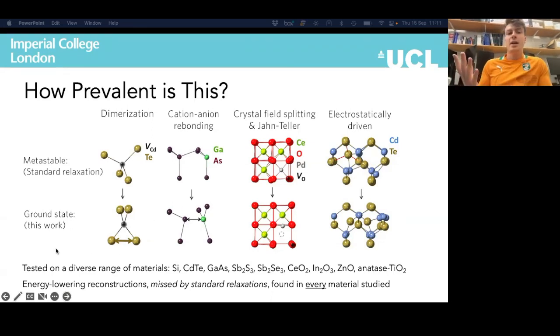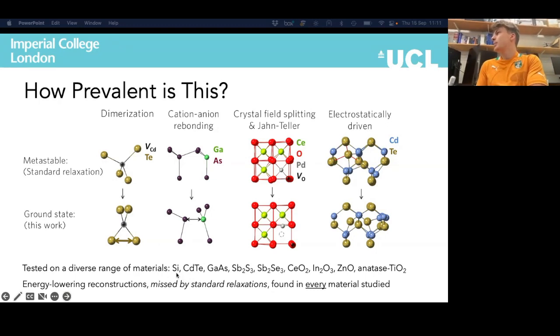So in Araya's master's project, we tested this. We applied a structure searching method that we were developing as the project was going on, to a wide and diverse range of materials. So here we go all the way from silicon, the classic example and covalent semiconductor, to II-VIs and III-Vs, more emerging ionic-covalent materials, as well as very ionic materials, or oxides over here. And we found this behavior to occur for defects in every one of these materials we tested, where you get these energy-lowering reconstructions of the defect structure that are missed by the standard defect modeling procedure I just described.